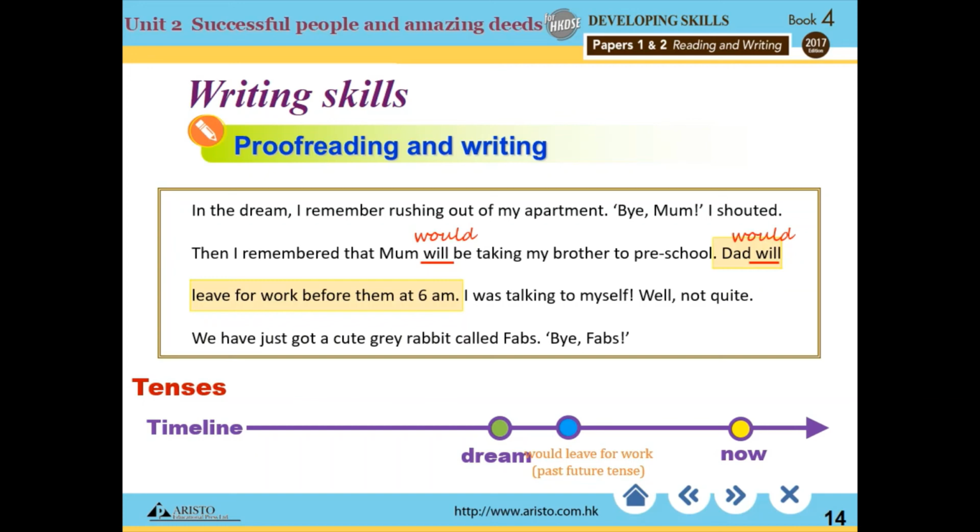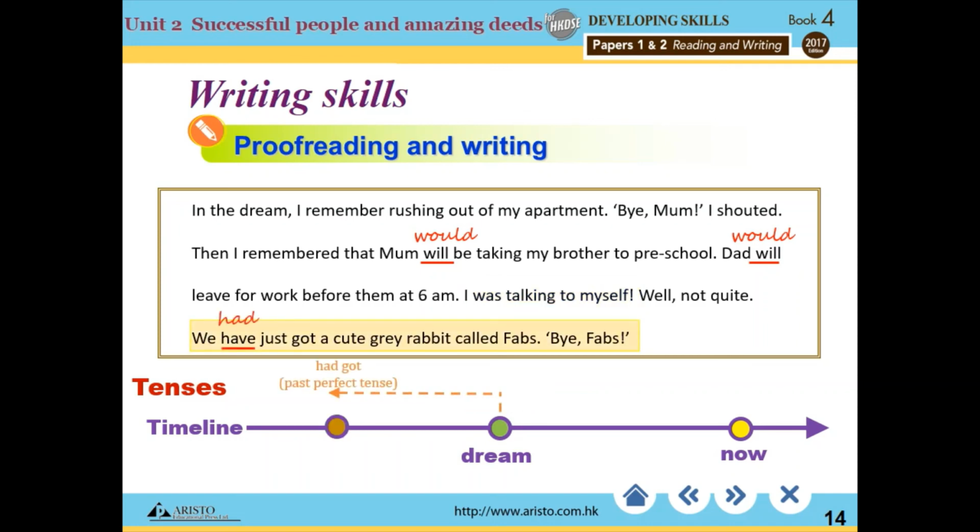In the next sentence, the narrator is describing the action of talking in the dream, so the past continuous tense is appropriate here. And in the very last sentence, we see the narrator talking about something that happened even before the past or the dream. So what we need here is actually the past perfect tense, meaning have needs to be changed to had here.